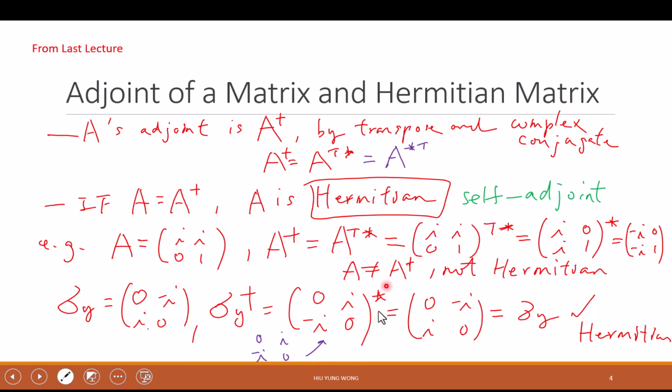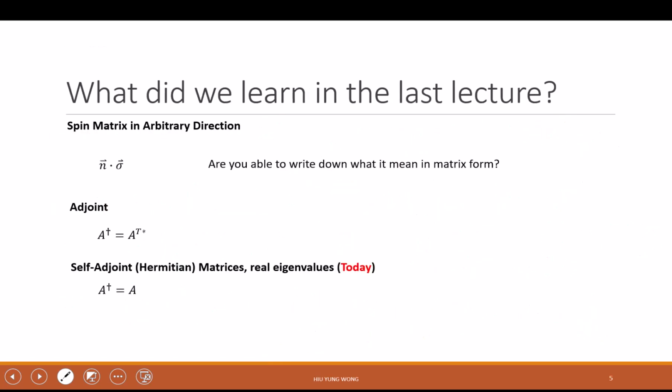And then I need to take the complex conjugate. Again, complex conjugate changes the imaginary part of the number. So if there were a real part, the real part does not change. That's why negative i becomes i, and then i becomes negative i. So you find that sigma y equals sigma y dagger. So it is Hermitian. And this is very important because it relates to the last slide that I want to spend time to talk about, why we want Hermitian.